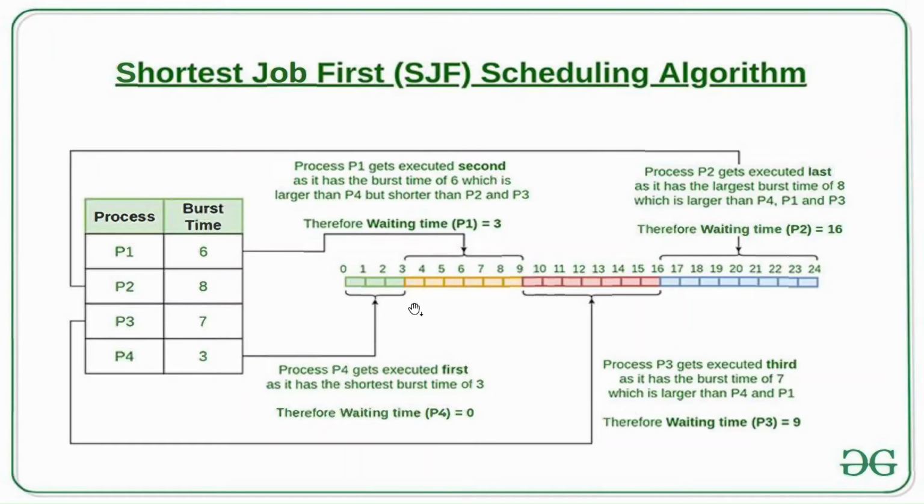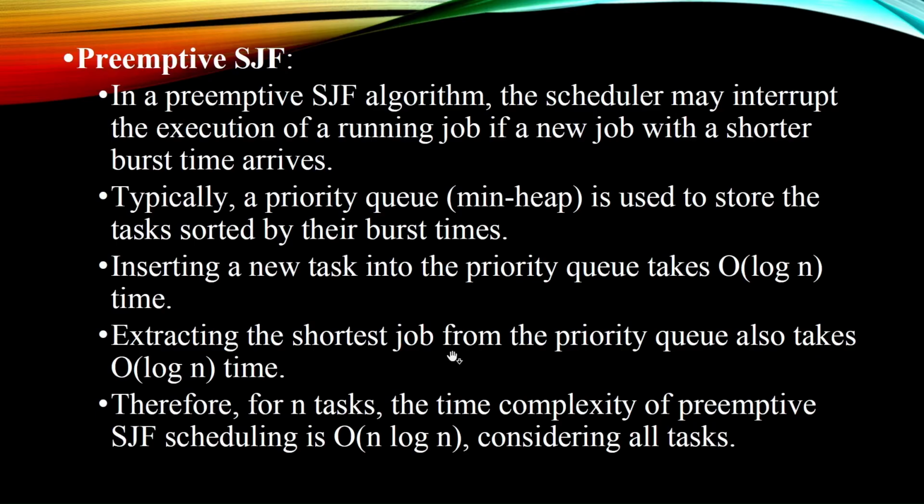It has to wait. So now let us look at the preemptive SJF. In a preemptive SJF algorithm, the scheduler may interrupt the execution of a running job if a new job with a shorter burst time arrives. So, if there is a new job with a shorter burst time, the priority will be given to that job and it will execute first, and then it will continue the rest of the processes. So, in this case, we'll be given the arrival time as well as the burst time.